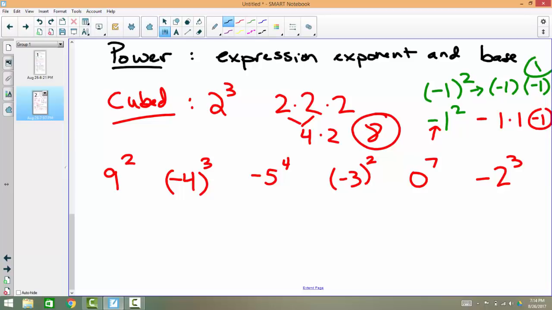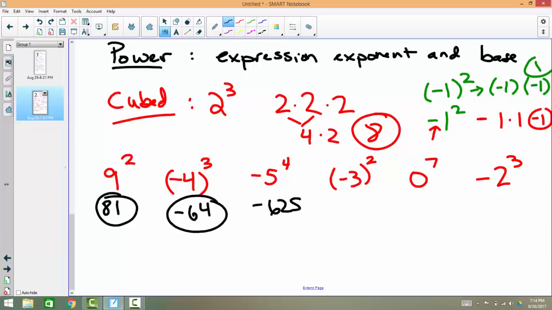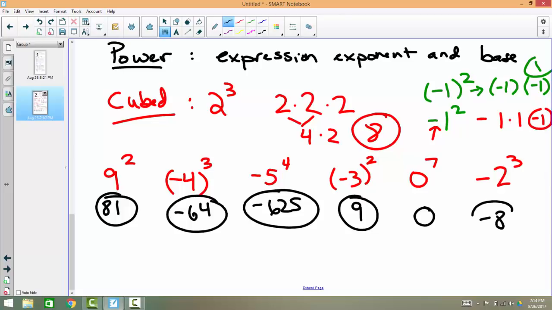All right, in the first one, you should have gotten 81. In the second one, that is a negative 64. The third one is a negative 625. The fourth one is positive 9, because negative times a negative is a positive. 0 to any power is 0. And in the last one, you have negative 8. That negative is out front.